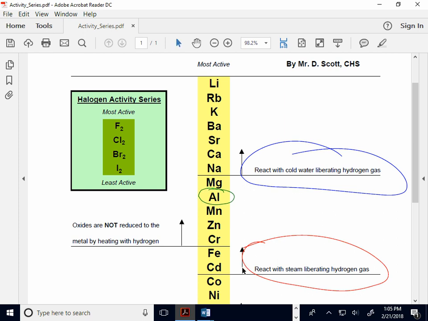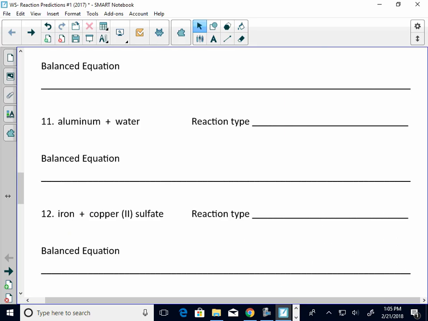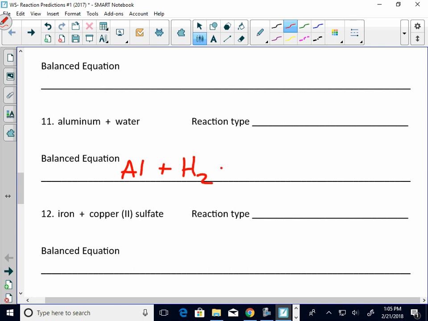So in order for aluminum to react with water to liberate hydrogen gas, the water has to be steam. Does it say steam here? No, it just says water. So when I go back to number 13 here, I would say aluminum plus water will not react. But aluminum's not an active metal, so how come we can even do number 2A? You know what I mean?